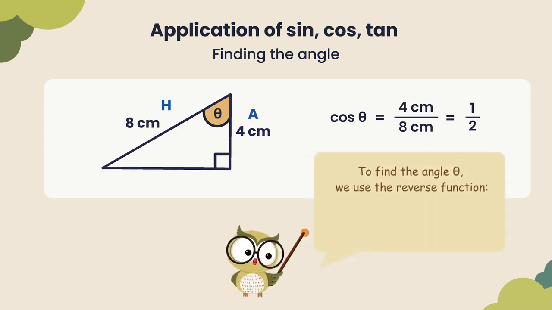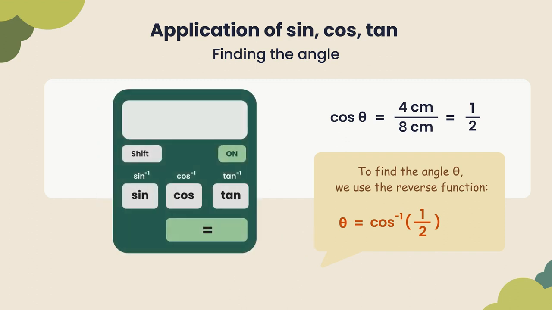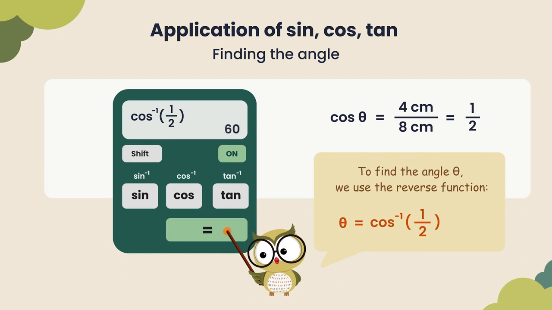Now, to find the angle theta, which gives a cosine value of 1/2, we use the inverse cosine function, written like this. When using a calculator, you may need to press Shift or Second before the cos button to get this function. The calculator will then display the result, 60 degrees.